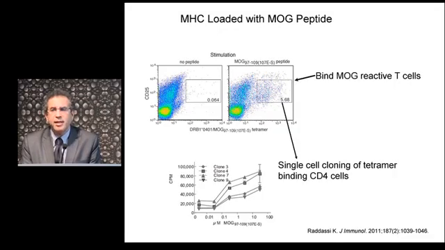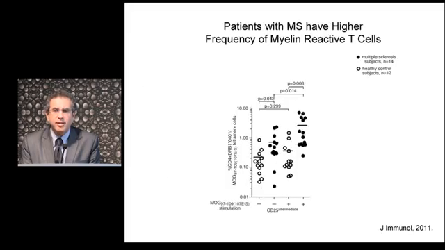So we have here a flow histogram, which basically is a way of measuring binding. If one looks at the histogram to the right, one can see the frequency. Each dot represents a separate T cell, and one can see with a value of 5.68 this increased frequency of T cells binding to the MOG MHC complex. And we can show that indeed those are MOG reactive T cells by doing single cell cloning and showing that each of those little dots recognize, in fact, this self-myelin protein.